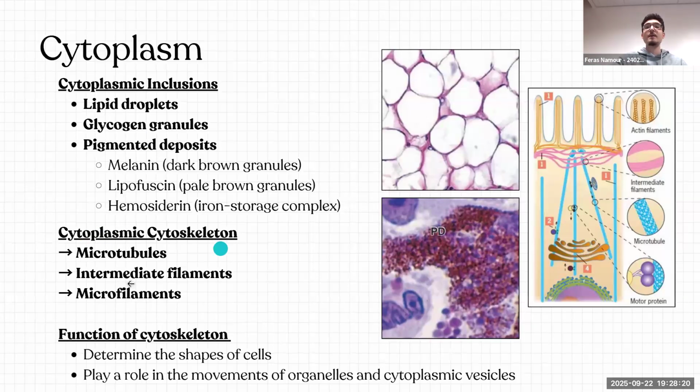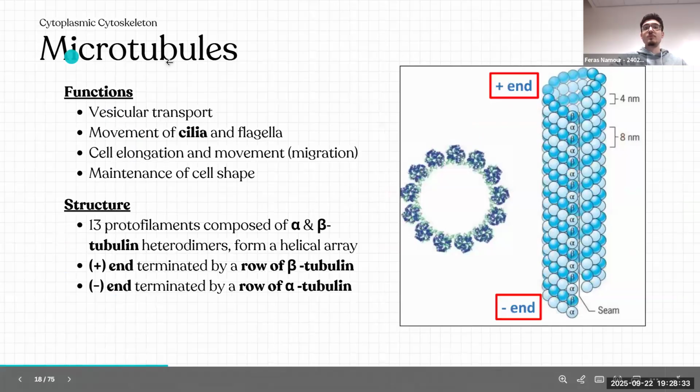So we have three structures that make up the cytoskeleton. We have my microtubules, intermediate filaments, and microfilaments. All of these have specialized functions, and all of these are made out of different structures. Tamam? Let's discuss microtubules first.